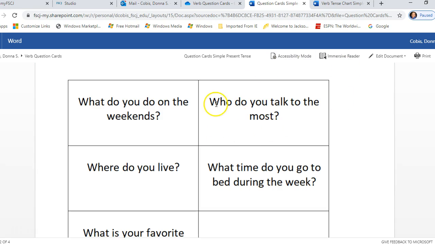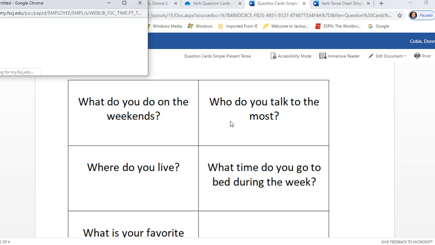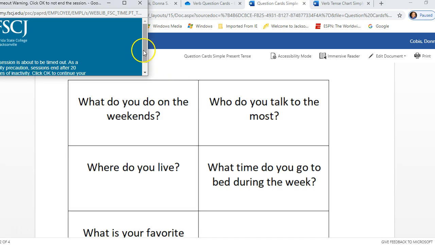Here's another question that uses the superlative most. Who do you talk to the most? So if we're not sure about this word most, we use this to describe an amount of something. So if you talk to your mother once a week, for instance, but you talk to your spouse or your children every day, then you talk to your children the most.